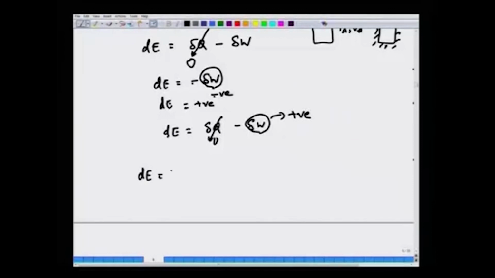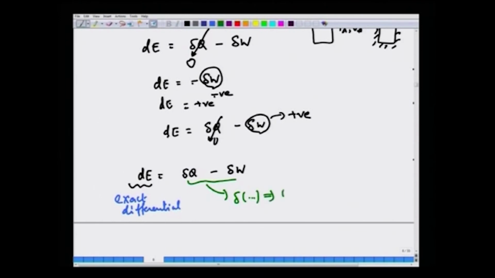Another point I will just mention in passing, but not spend too much time on, is the nature of the differentials here. dE in thermodynamics is called an exact differential, whereas del Q and del W, the delta of something, are called inexact differentials.